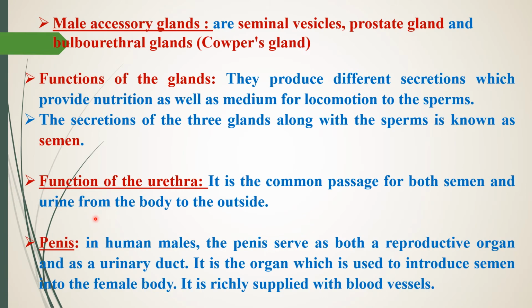Then penis. In human male, the penis serves as both a reproductive organ and a urinary duct. It is the organ used to introduce sperm into the female body. It is richly supplied with blood vessels. So the penis is basically an organ which has both functions, in reproduction as well as in excretion, and its main function is to introduce the semen into the female body.